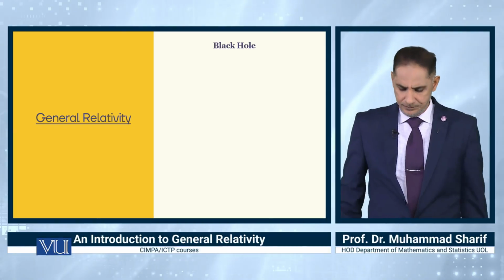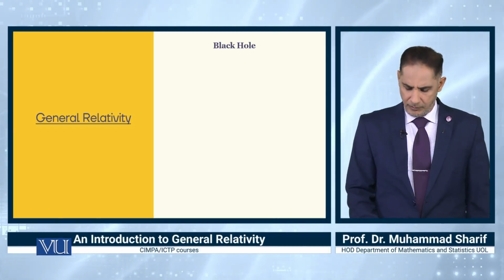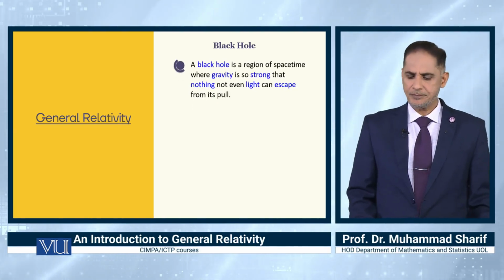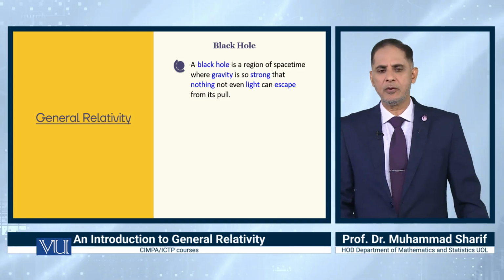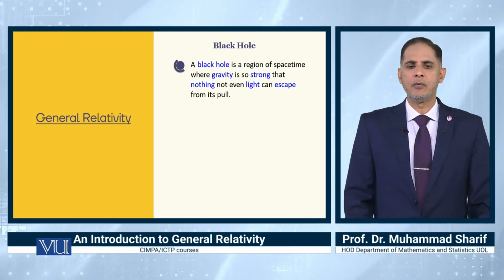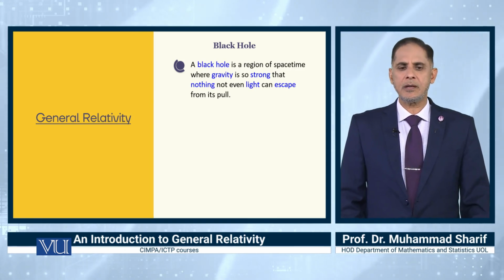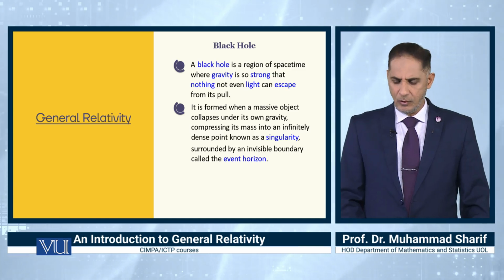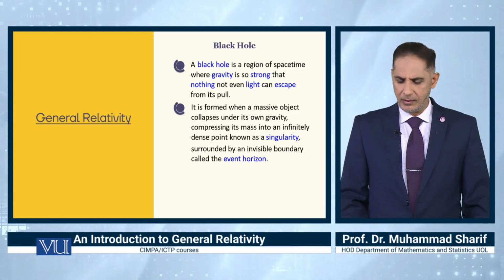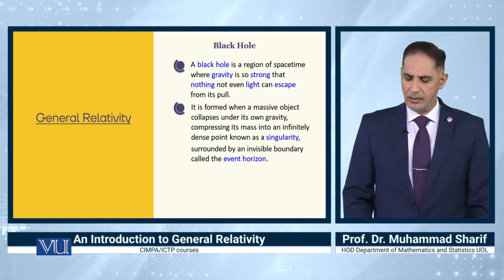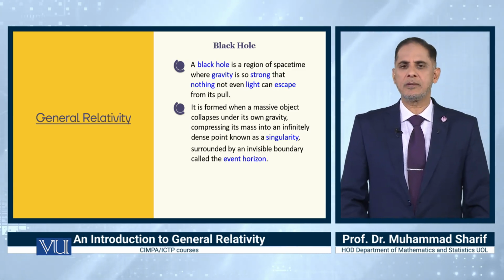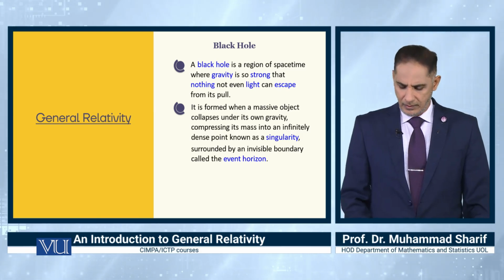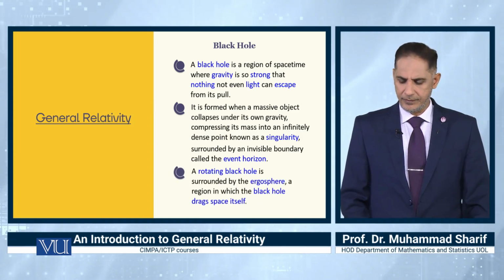The black hole is an important and interesting concept in the general theory of relativity. Let me first define what a black hole is. This is a region of space-time where gravity is so strong that nothing, not even light, can escape from its pull. It is formed when a massive object collapses under its own gravity, compressing its mass into an infinitely dense point, which is known as the singularity. And this is surrounded by an invisible boundary called the event horizon.